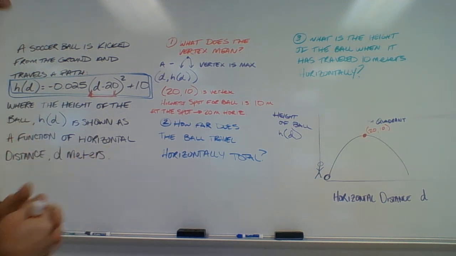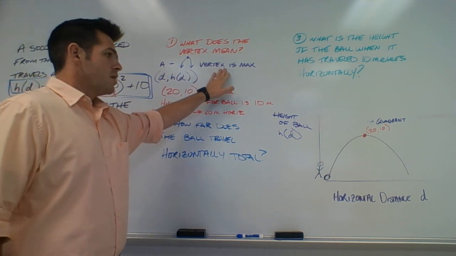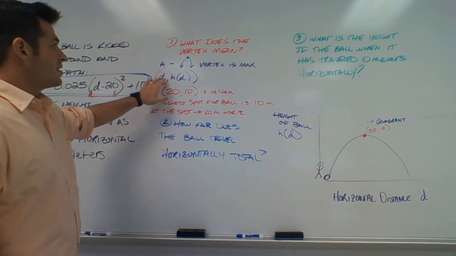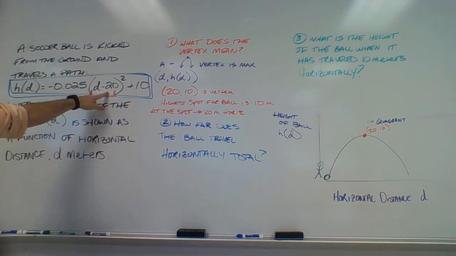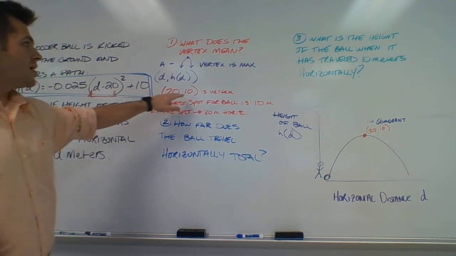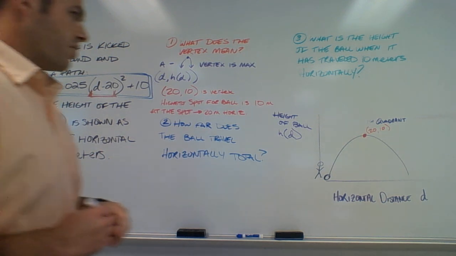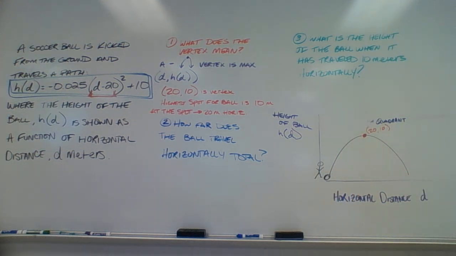So again, going back and answering number one here, what does the vertex mean? Well, we know from our a value we have a negative a value. The vertex is going to be the maximum because we have a downwards pointing parabola. We know that our vertex point is represented d comma h of d, and using our function, 20 would be our d value. 10 right here is going to be h of d. So we know that the highest location for this ball would be at 10 meters, and it has traveled 20 meters horizontally from that. Number two asks, how far does the ball travel horizontally total?